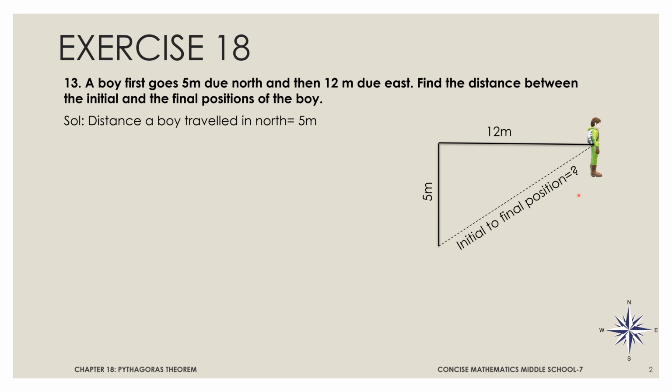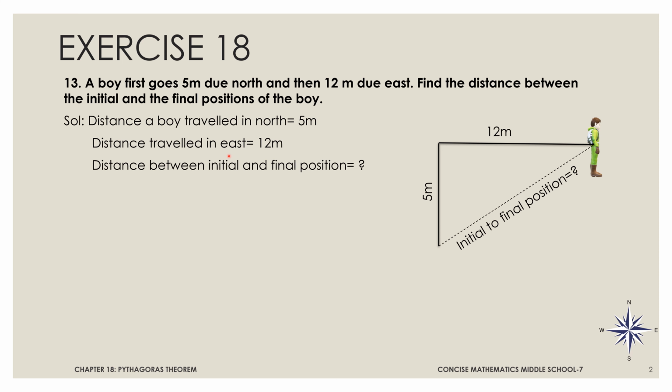Let's write the given data first. The distance the boy traveled in north is 5 meter and the distance traveled in east is 12 meter, and we need the distance between initial and final position, right? Now, if you look at this diagram, how does it look? Doesn't it look like a right angle triangle? Like this? Yes, exactly children. It is a right angle triangle.